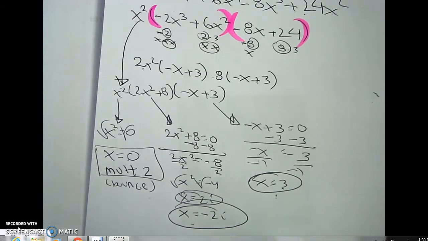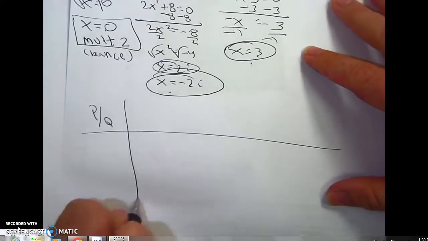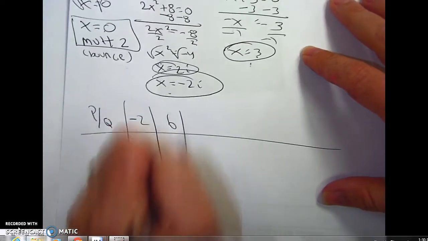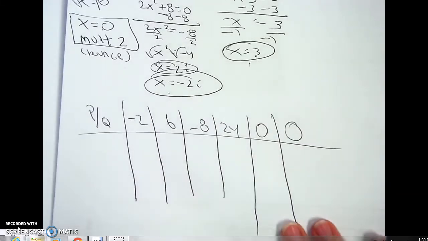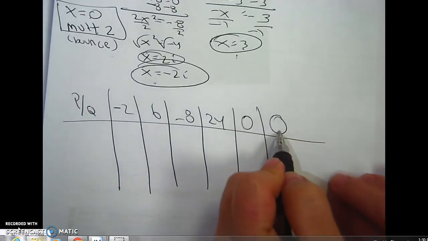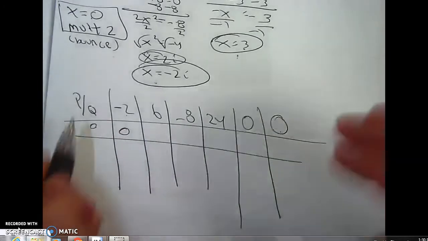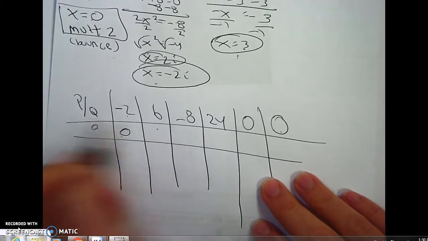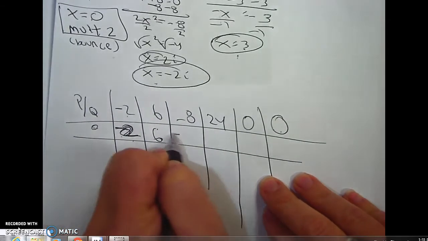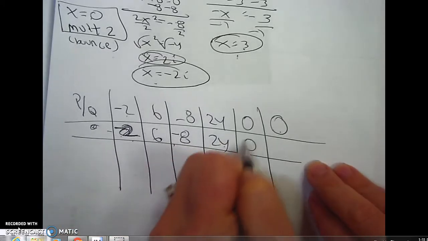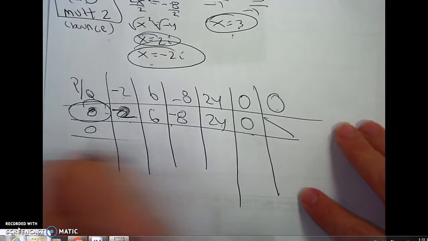Okay. I want to also show how you can do it with the PQ. So PQ, negative 2, 6, negative 8, 24, 0, 0. Therefore, I know the only possibility is plus or minus 0 right now. So 0. This times this plus this. This times this plus, bring down the negative 2. This times this plus this, repeated down the row. Boom, 0 works. But then if you look, 0 is still the last number, so 0 is an option.